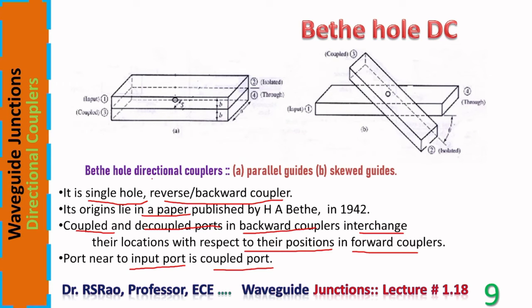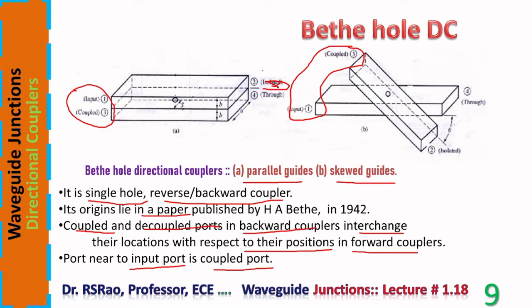Here is shown Bethe-Hole directional couplers. Its two varieties: in A, parallel guide variety, in B, skewed guide variety. Notice in both the cases, in A and B, input port and coupled port are near to each other. In case of forward couplers, input port and isolated port are near to each other. But as Bethe-Hole is reverse coupler, input port and coupled port are near to each other. And one can also notice against input port, it is through port that exists.